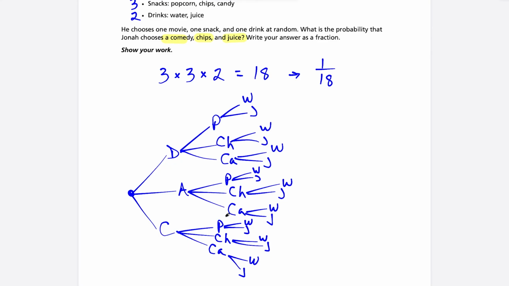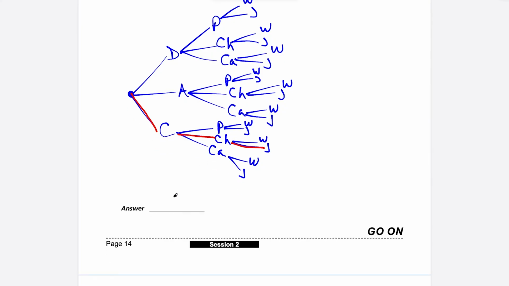So now we can look at this tree diagram here and see that comedy, chips, and juice is just one of the final branches. So I'm just going to highlight it here in red. So comedy, and then to chips, and then to juice is one of these branches. And how many branches are there at the end? There's 1, 2, 3, 4, 5, 6, 7, 8, 9, 10, 11, 12, 13, 14, 15, 16, 17, 18. Okay, so this is just one branch out of the 18 total. So the probability we're going to write here is 1 out of 18.